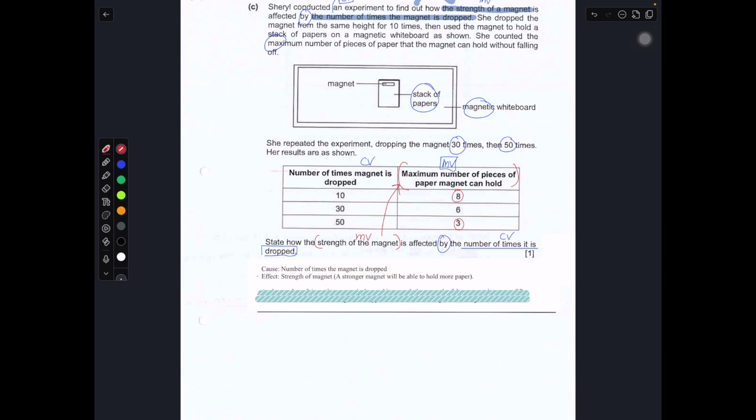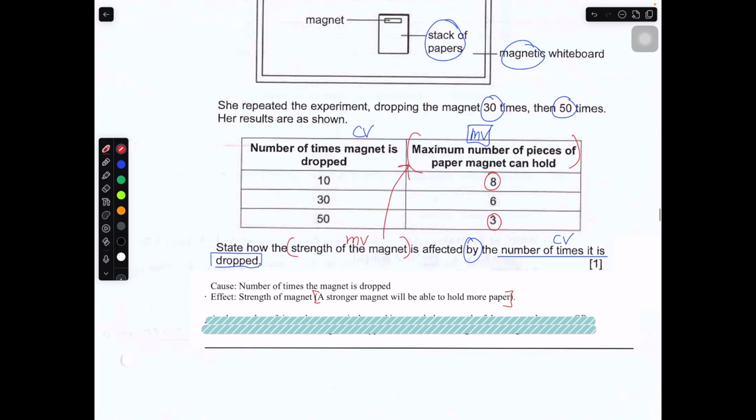The concept behind is really to find out the cause and effect. The cause is the number of times it is dropped, the effect is the strength of the magnet. And the key idea is that the stronger the magnet is, the more paper it can hold. So over here, you can take a look at this part. As the number of times the magnet is dropped increases, what happened to the strength? This is stronger because it can hold more. This is weaker, it can hold less. So the strength actually decreases. The strength of the magnet decreases if you drop more times.